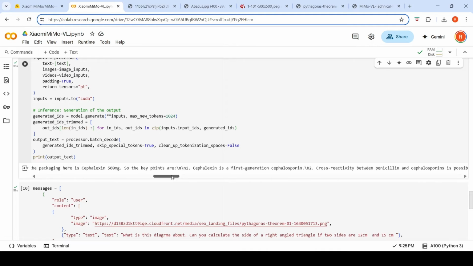So actually, it has given a correct answer over here. If you Google this particular medicine and its cross allergies with penicillin, you will get this answer. So it has done a good job here.